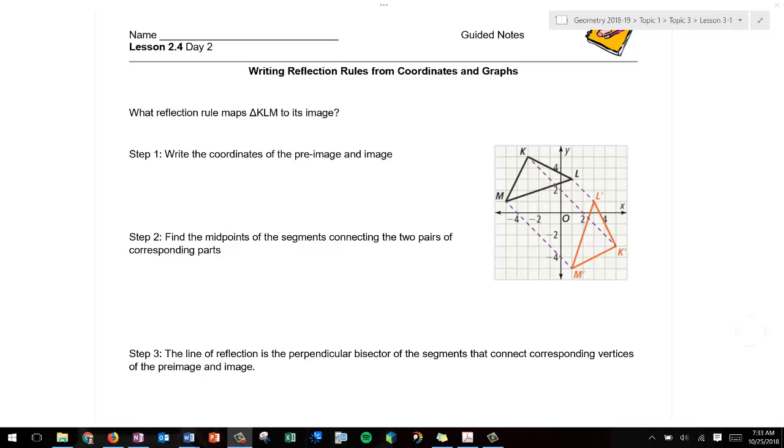The first step, which you see on your paper, is to write the coordinates of the pre-image and the image. I'm going to split my paper in half, and write all of my coordinates for L prime, K prime, M prime on one side, and all my pre-image points on the other side. When I say write the points, I'm just looking at, like, L prime is at 3, 1. So I write L prime, and then 3, 1. Go ahead and do that right now.